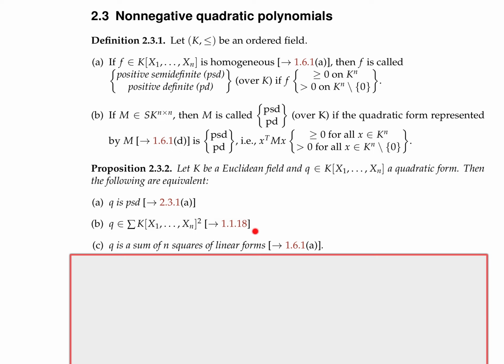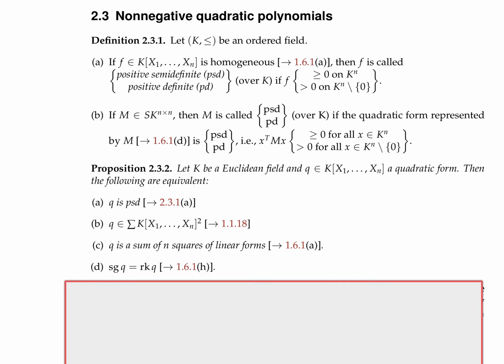So I guess this was notation introduced in 1.1.18. It's a sum of squares of polynomials. And third, Q is a sum of n squares of linear forms. And the reference to 161a is just where we said what we mean by linear form. A linear form is a homogeneous polynomial of degree 1, or it is the 0 polynomial. So it's a 1-form, right? Okay.